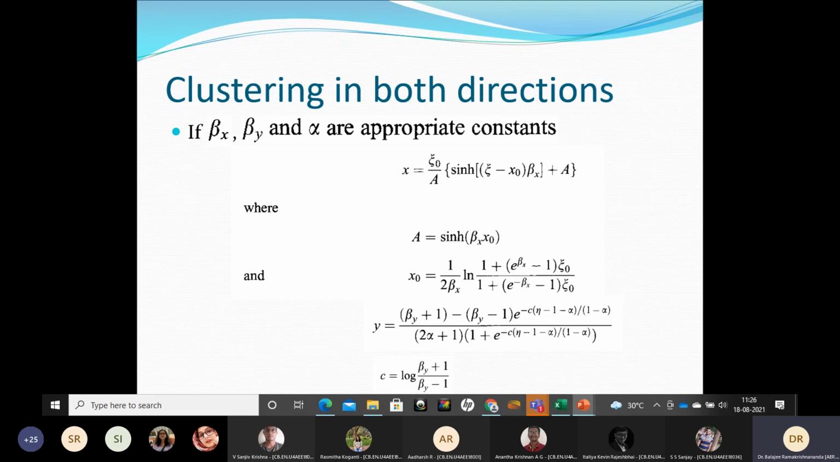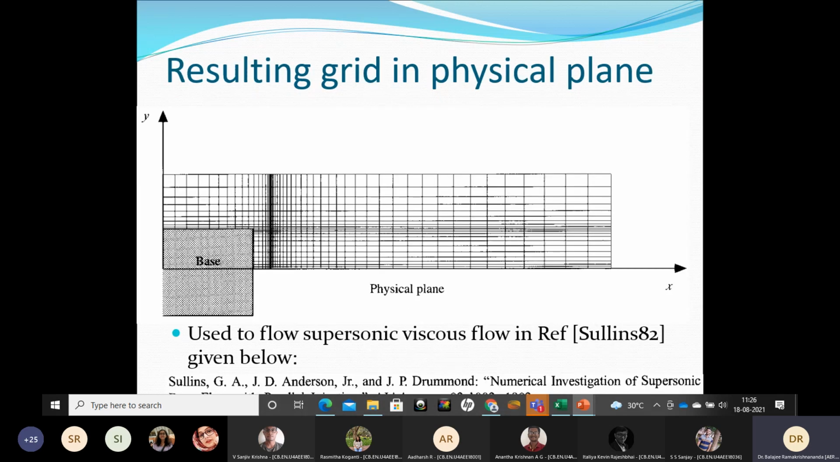Now, just to show an example using a formula, how can you cluster in two directions? We are clustering only in one direction. Suppose you say that from the bottom also I want to cluster, from the top also I want to cluster. So you can use this complicated formula. I don't want to go into the details. You figure it out yourself. So the resulting grid will look like this. Look at the y-axis clustering.